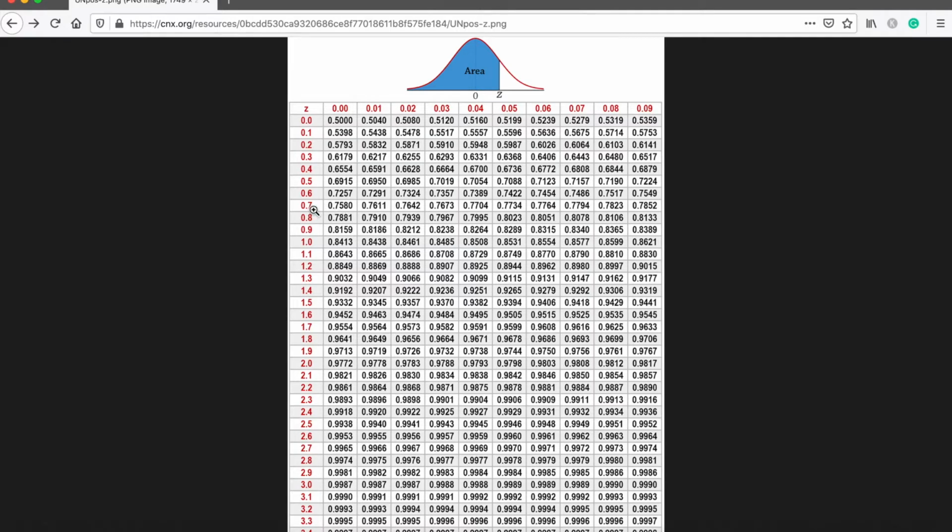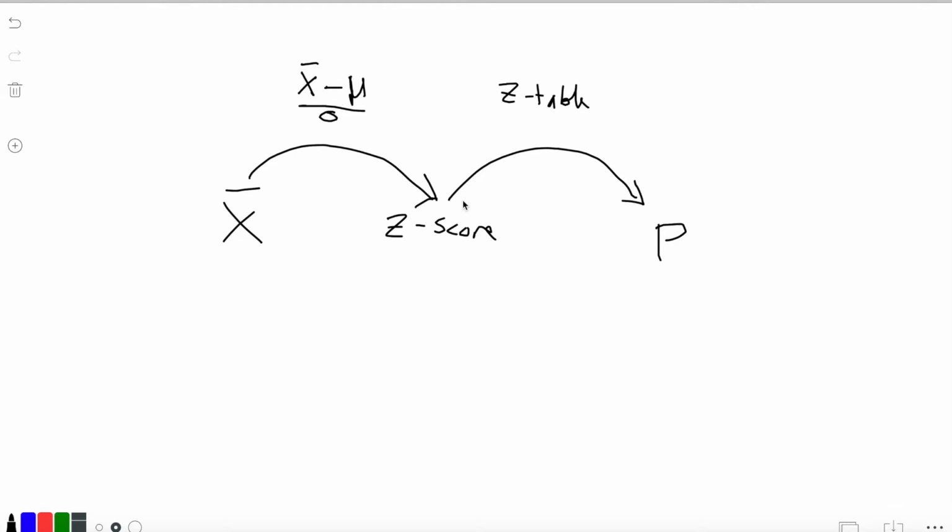So it starts here, so 0.74. So our z-value is 0.74 based on this p-value. So not only can we use the z-value to move from the z-score to the p, but we can also use the z-table to move from the p back to the z-score.